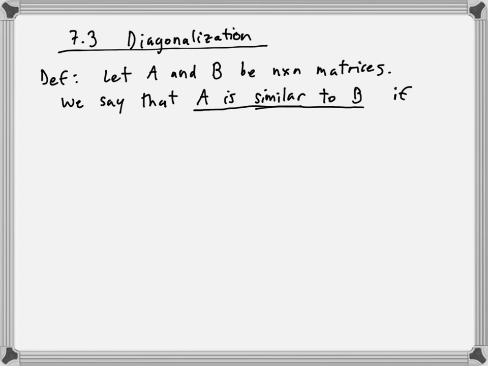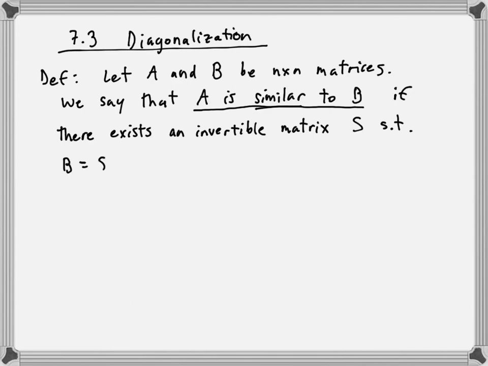We say that A is similar to B if there exists an invertible matrix S such that B is equal to S inverse AS. Okay, so this is what it means for A to be similar to B.